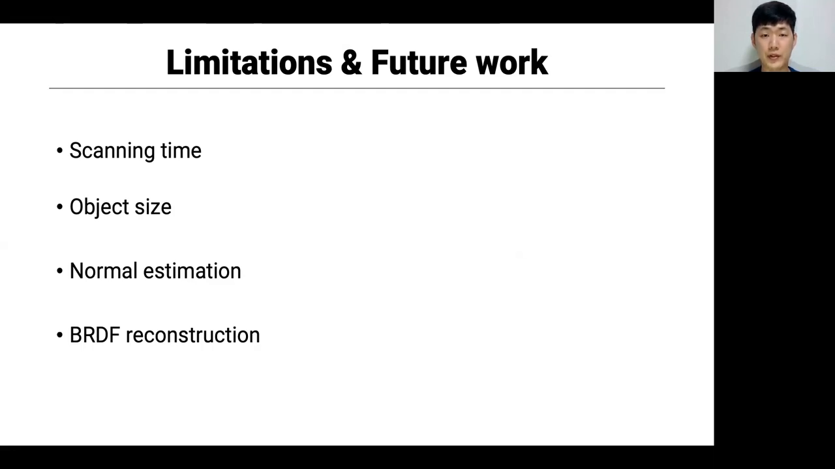Last, BRDF reconstruction. Currently, we reconstruct only shape and use a simple texture mapping procedure to visualize the appearance of the surface. It can be improved by BRDF reconstruction, though the complex nature of kaleidoscopic light transport makes it hard to optimize the reflectance.